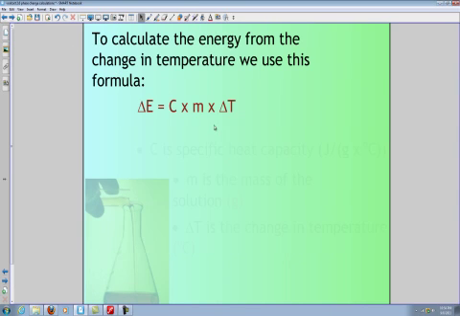Well, that gives us this formula. This is what's called the calorimetry equation. Not terribly important that you know necessarily what that is, but this is the calorimetry equation. It looks really complicated. There's 4 variables here. But once you know what each one is, it's not that hard.